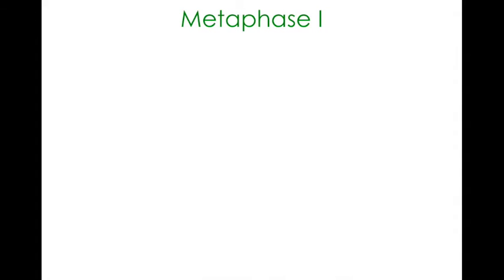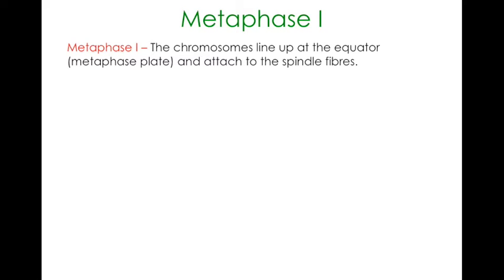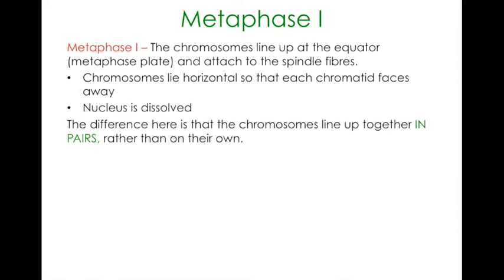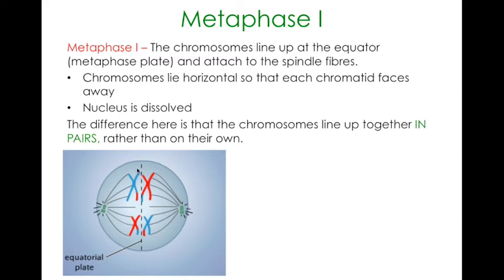Now metaphase 1. After that happens, the chromosomes will line up at the equator, which is the metaphase plate, and attach to the spindle fiber, similar to mitosis. However, the chromosomes will lie horizontal so that the chromatid faces away. The nucleus dissolves. The difference here is that the chromosomes line up in pairs rather than on their own. Rather than one lining up at the equator as you saw previously, they will line up in pairs. So there's one there, one there, one there, and one there, and that's your metaphase, the equator.